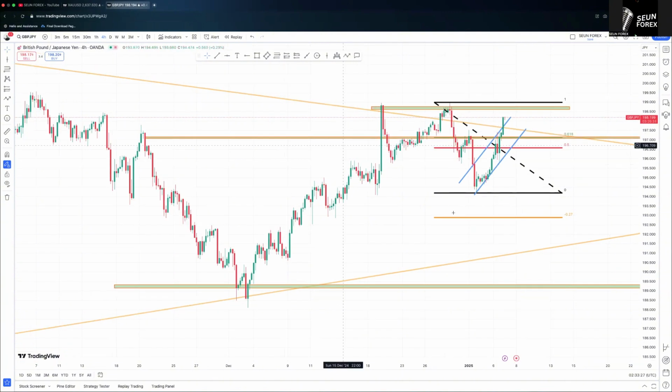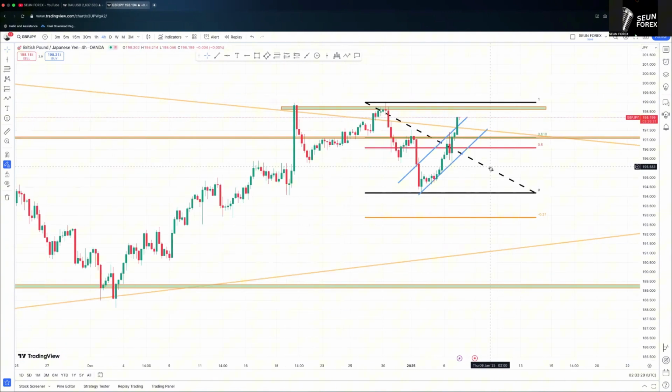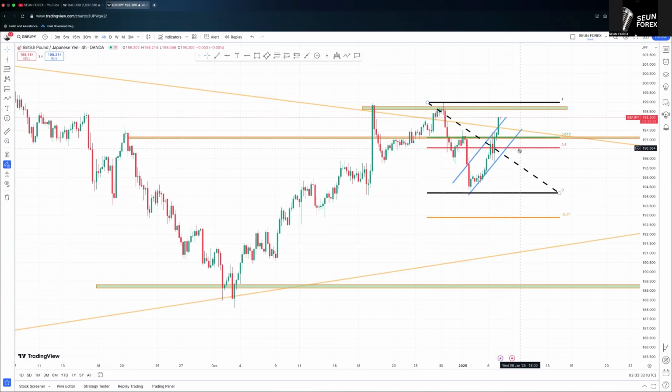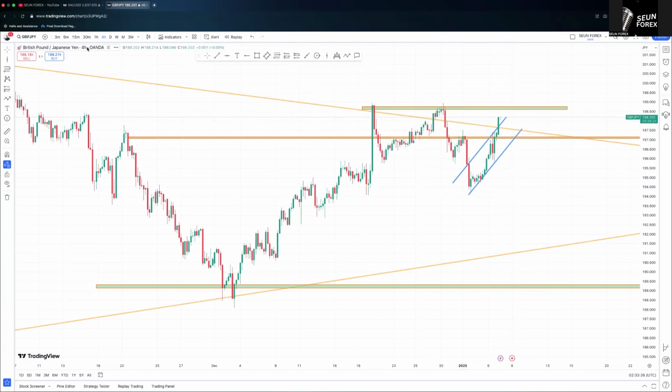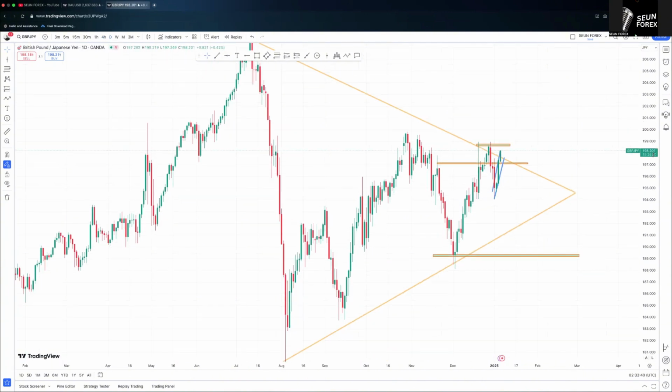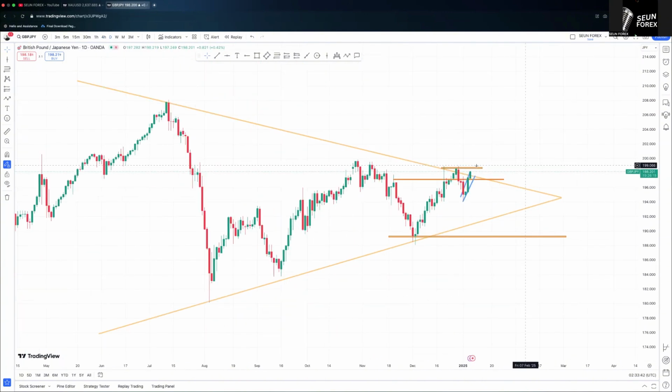This is GBPJPY right now. As you can see, I was expecting this market to drop, but the market refused to drop. The market is just buying and buying and buying. Wonderful. This is a symmetric triangle also. So what am I expecting this market to do?